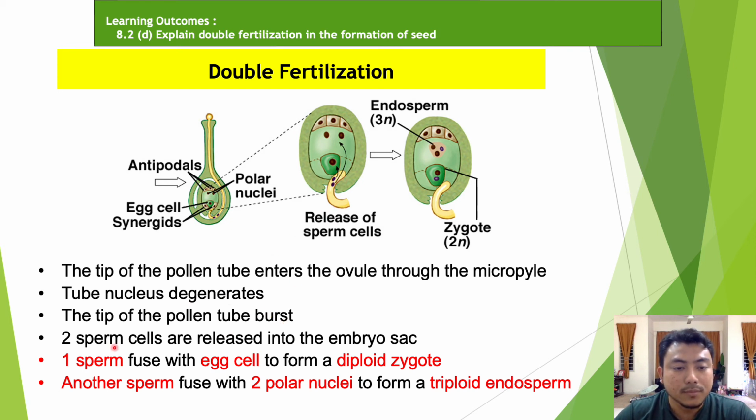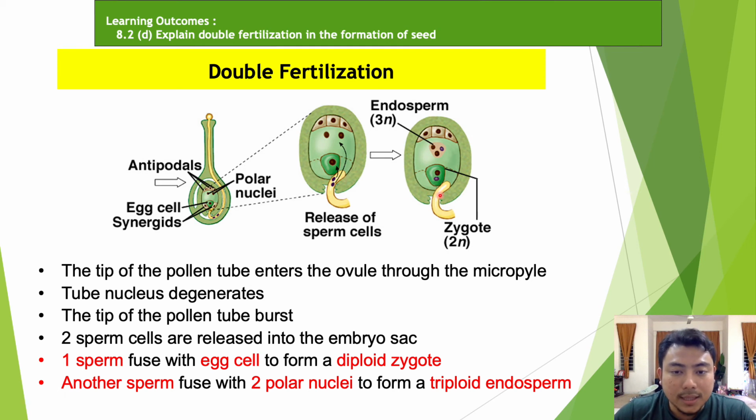Okay, two sperm cells are released into the embryo sac. So from here, one of the sperm will fuse with the egg cell, forming the zygote, 2N. Because this ovum is haploid and this male gametophyte or sperm is also N. So N campur N jadilah 2N.